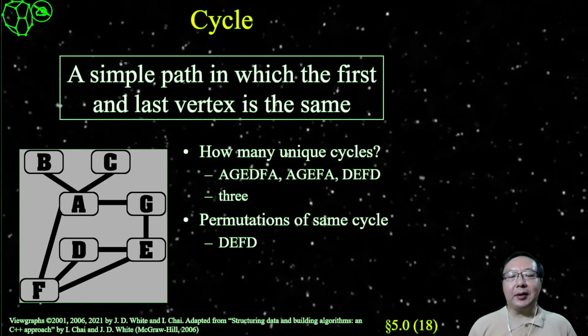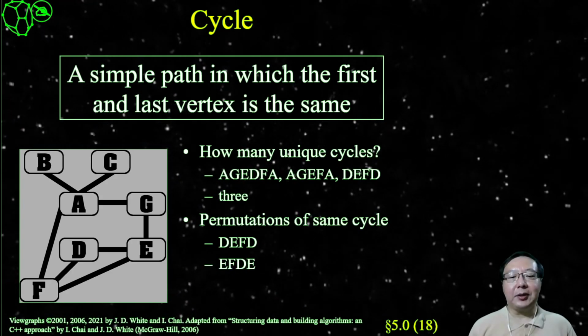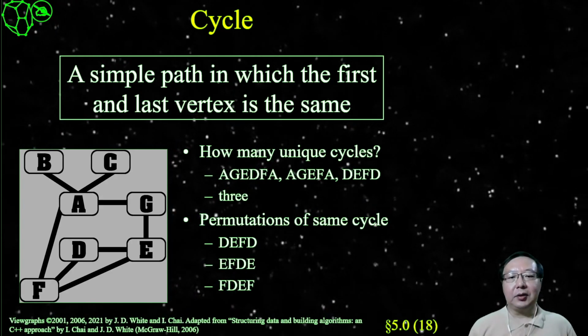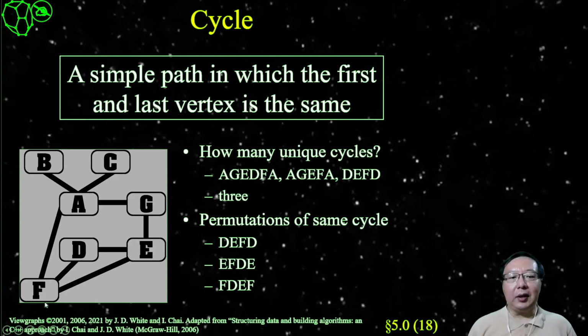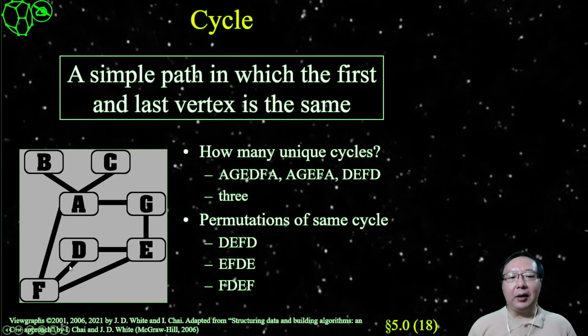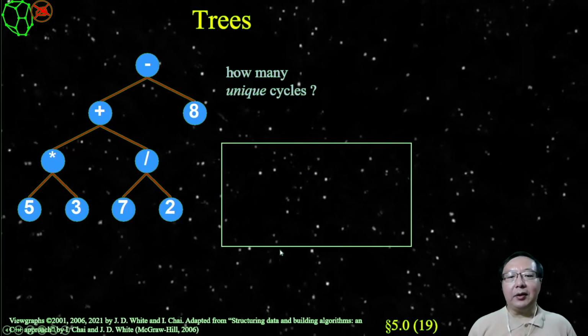Permutations of the same cycle are considered the same cycle. So D, E, F, D, or E, F, D, E, or F, D, E, F, they are all the same cycle.